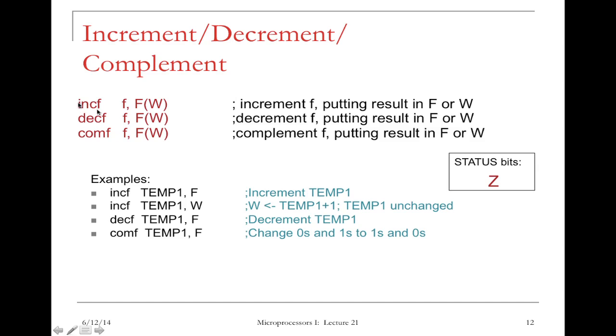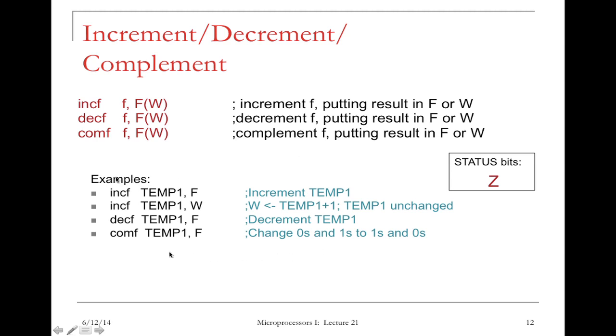Their operation is simple to understand. INC is for increment F, and DEC for decrement F. Complement is basically doing the NOT operation of F. Depending on the destination indicator, the result could be in the source operand or in the working register. It will update the status Z.